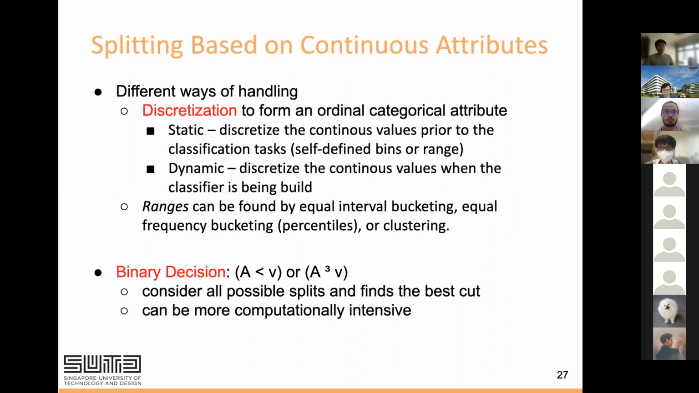Okay, so now that nominal and ordinal attributes are categorical features, or categorical variables, they are similar in nature, right? But now how do we deal with continuous attributes? To deal with continuous attributes, we can use a method called discretization. To perform discretization, the idea is that we actually form an ordinal categorical attribute. We'll look at an example in the next slide.